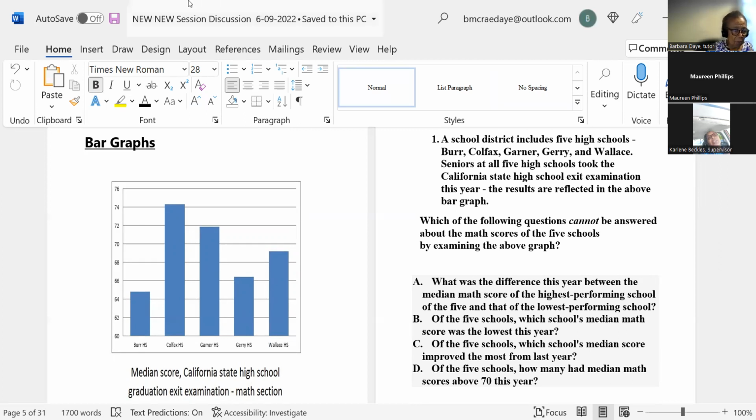Now, here's the highest performing school right here, right? Highest median score right here, a little above 74. Now, the lowest one is this one. That's about 65, right? Now, can we get the difference between those two? Yes, we can. We can take this score and subtract this score, and we get the difference, right? So we can answer A. Difference: subtract the lowest performing school score from the highest performing school score.